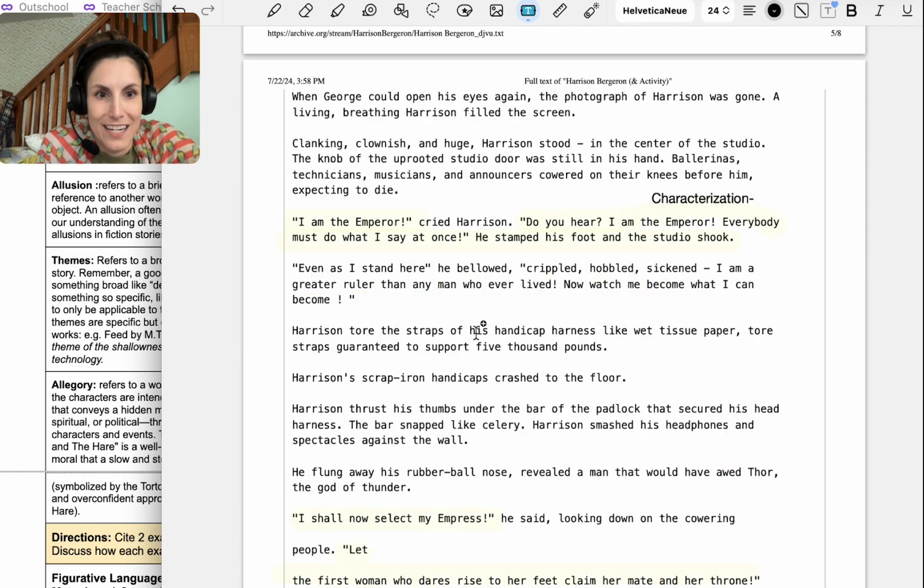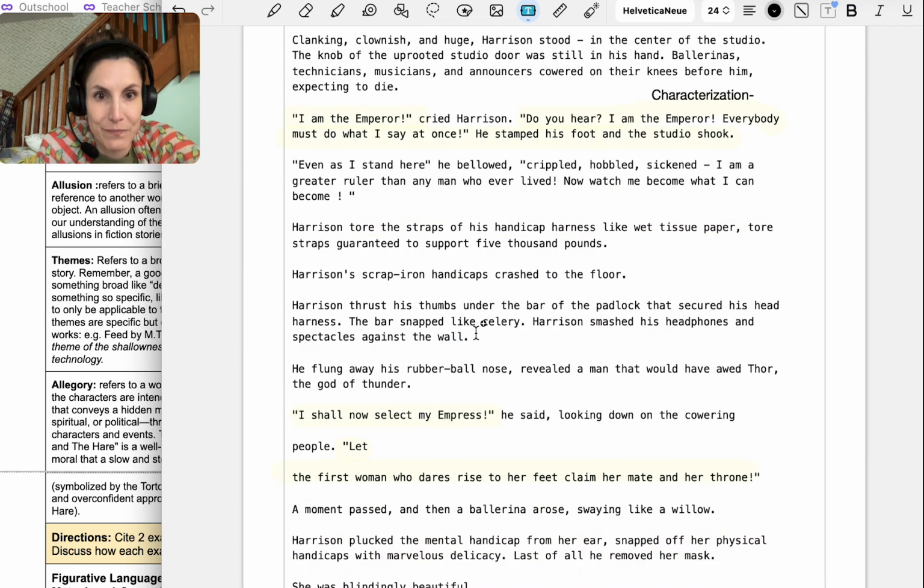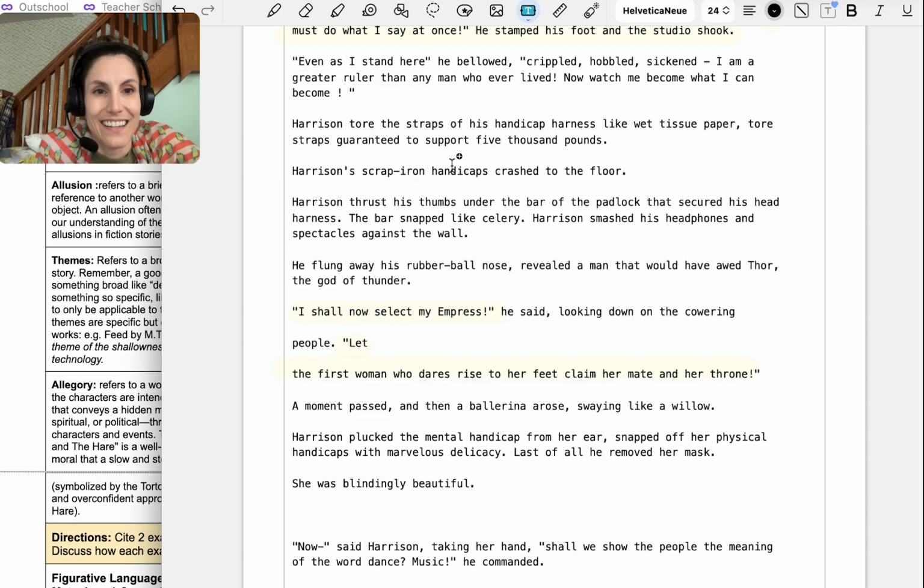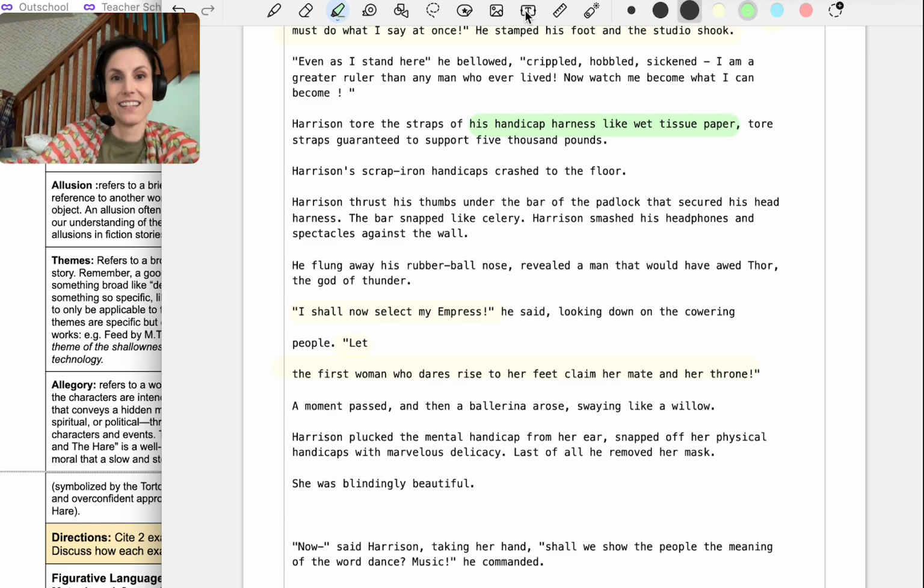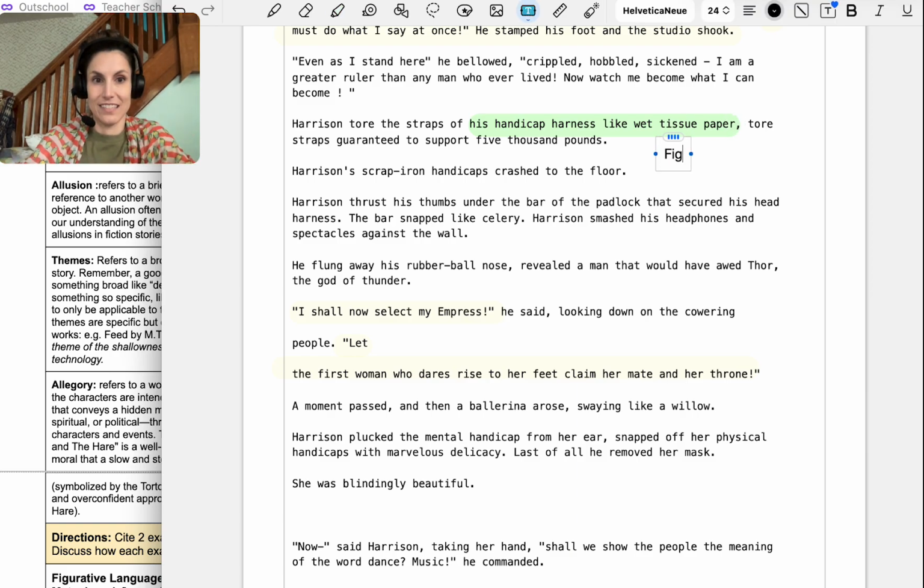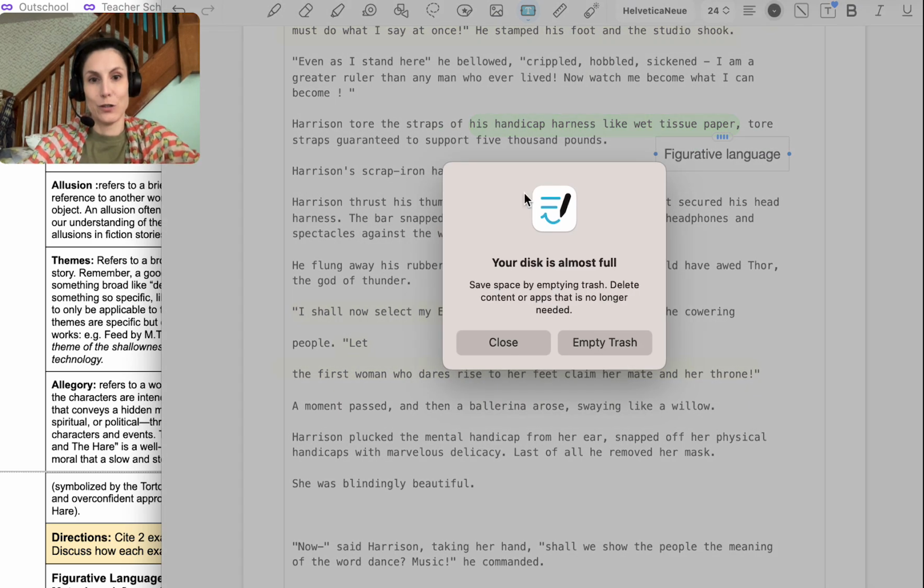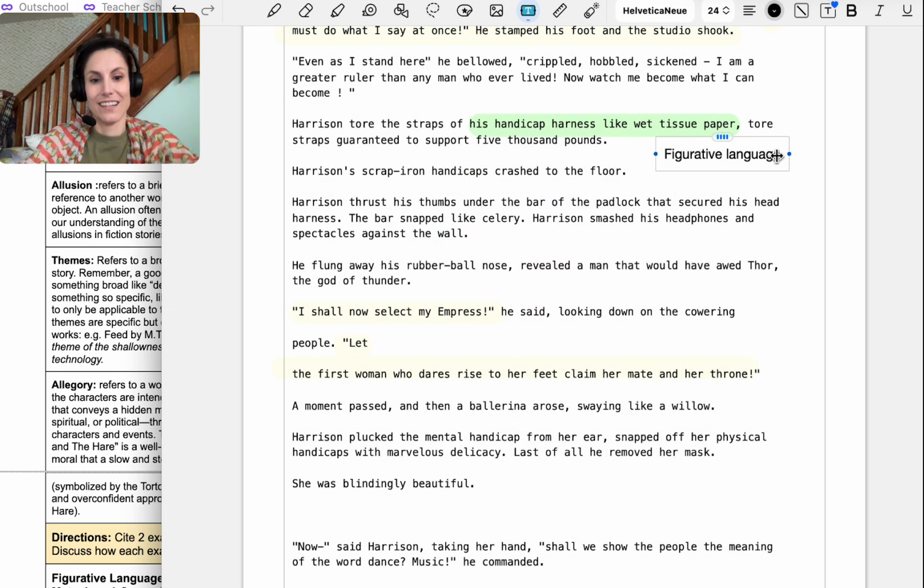Other metaphors, when Harrison comes out, we have like wet tissue paper. He's tearing through them. This is going to be a simile. So I'll say figurative language. Oops. Uh-oh. Simile. And my disc is full, so I'll have to do that. Here's the part where you could say it got very sarcastic. His rubber ball nose. In the next episode, in the next video, we'll look at the literary analysis essay.